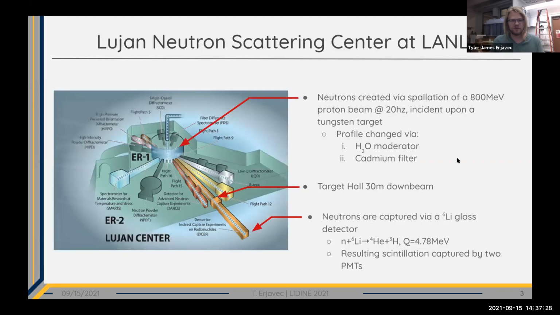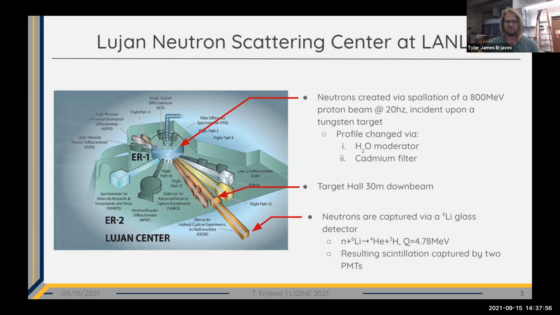So first, in order to do the ARTIE experiment, we need a neutron beam. We use a neutron beam at Los Alamos National Laboratory at the Lujan Neutron Scattering Center. Here is a schematic of the center. We're using the orange beam line. Neutrons are first created via spallation of an 800 MeV proton beam, accelerated via a LINAC upon a tungsten target.